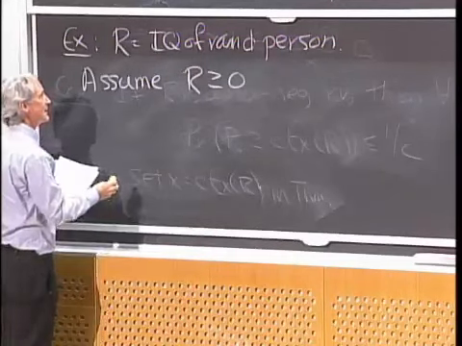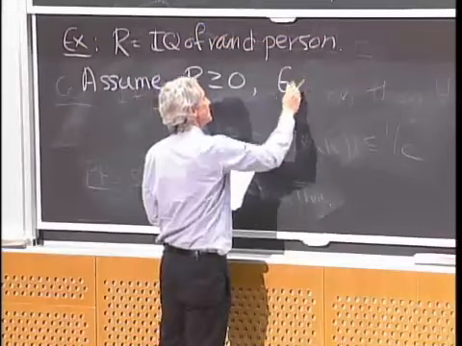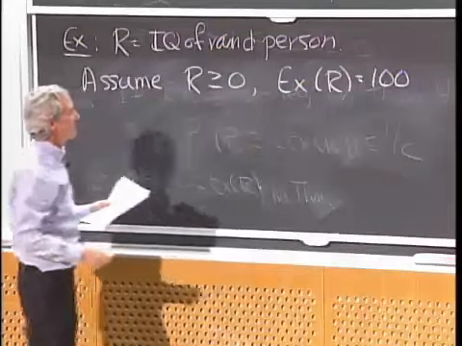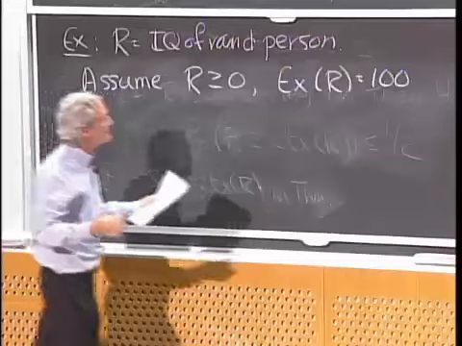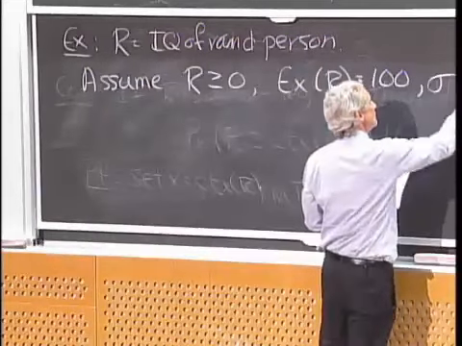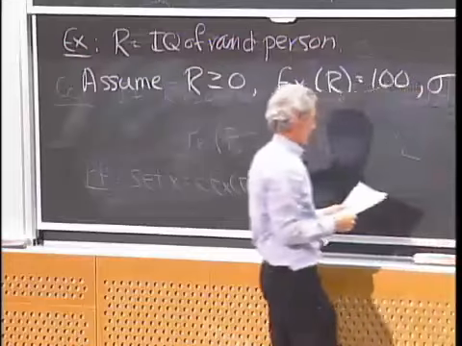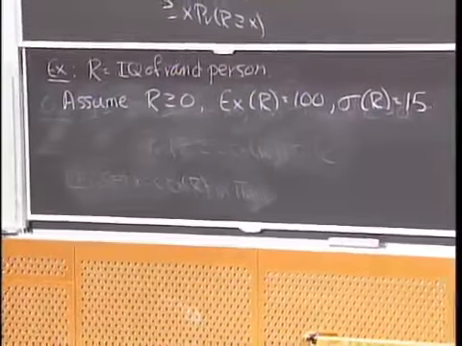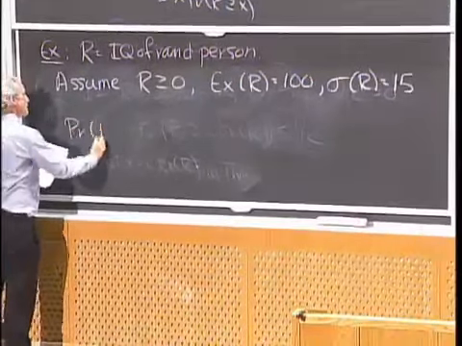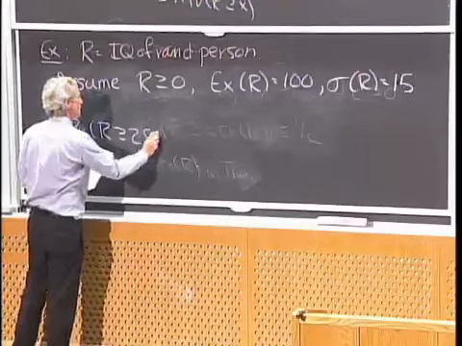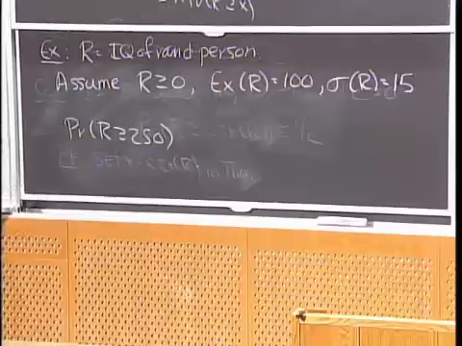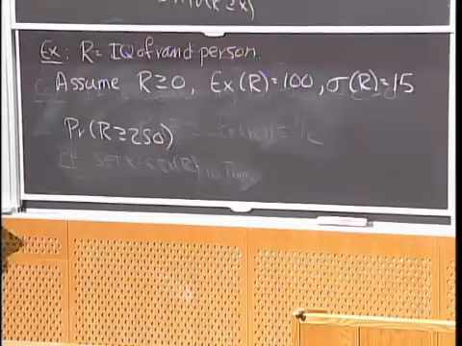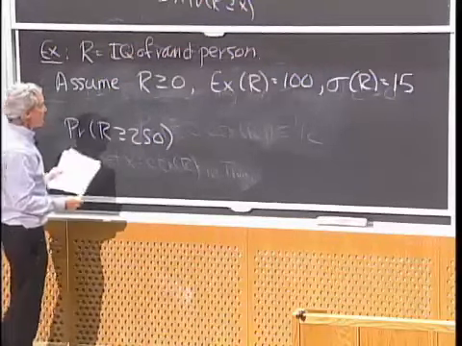In fact, IQs are adjusted so the expected IQ is supposed to be 100, although the averages may actually be in the 90s. And it's set up so that the standard deviation of IQ is supposed to be 15. We're just going to assume those are the facts on IQ. Now we want to know, what's the probability a random person has an IQ of at least 250? Marilyn vos Savant has an IQ pretty close to 250, and she thinks that's pretty special, pretty rare. So what can we say about that?